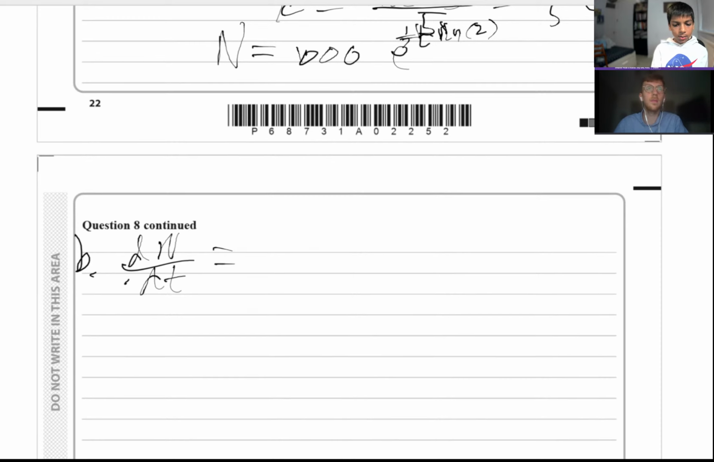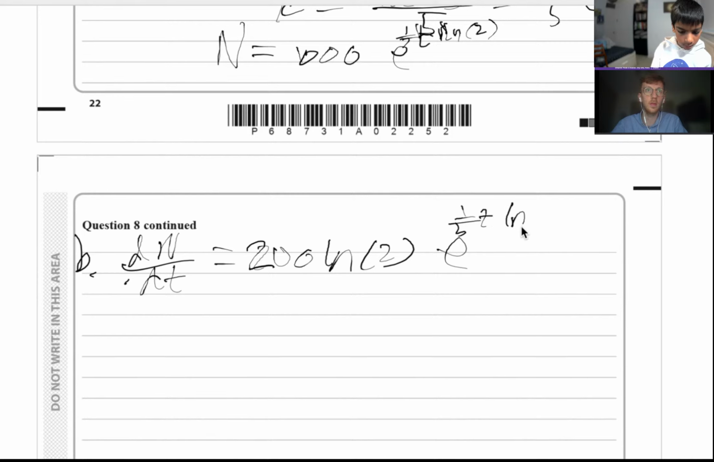So 1,000 times a fifth ln 2 is 200 ln 2. Good, yeah. And times e to the power of a fifth t ln 2. Good. And now we just sub in t for 8. Good. That's right, well done.